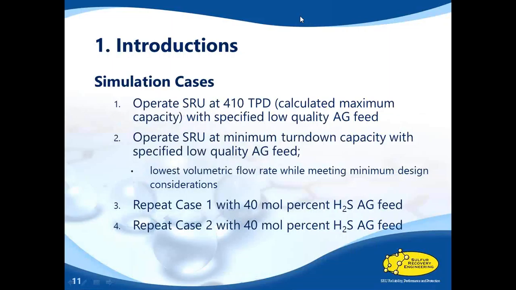Thank you, Dharmesh. So getting back to the paper, 4 different simulation cases, or 4 different changes to the SRU acid gas feed stream, were investigated. These included case 1, operating the SRU at 410 tons per day with the same low quality 44 mole percent H2S feed. Case 2, operating the SRU at the lowest turn down capacity with the same acid gas feed. And cases 3 and 4 were repeating cases 1 and 2, but this time with a 40 mole percent H2S feed.